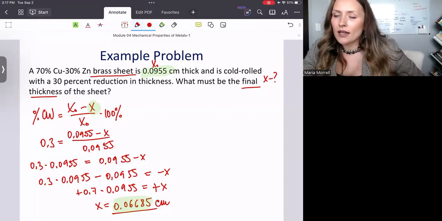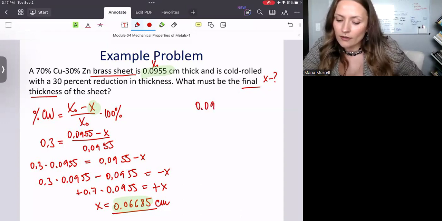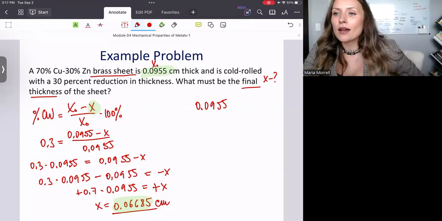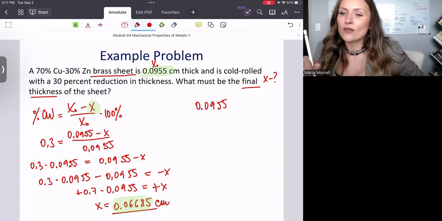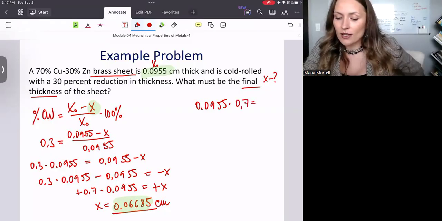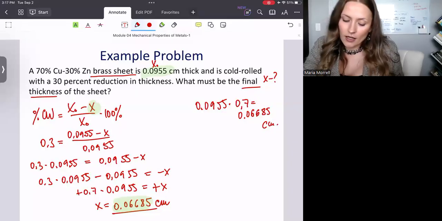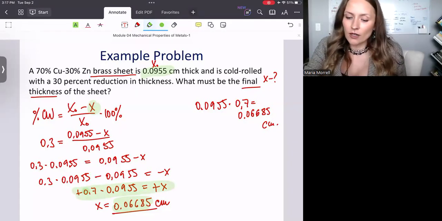How do I apply a shortcut, right? Well, since I know that I begin with 0.0955, and if I am to apply 30% reduction, that means I will be left with 70% of that. So to find the 70% of that, you can just find the percentage, right? And if you do the math, you will find out that the number is going to be exactly the same. And I will highlight here, this is what I mean by the shortcut.